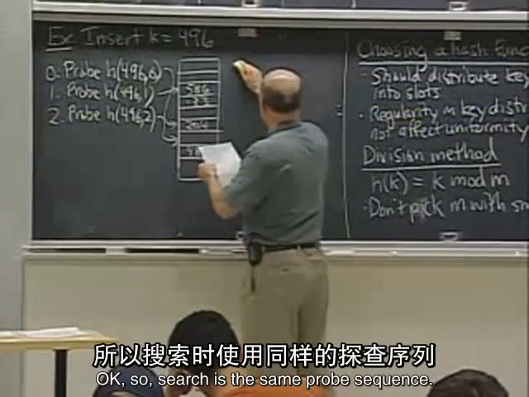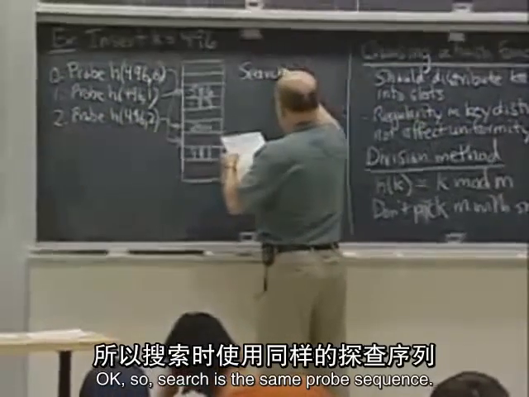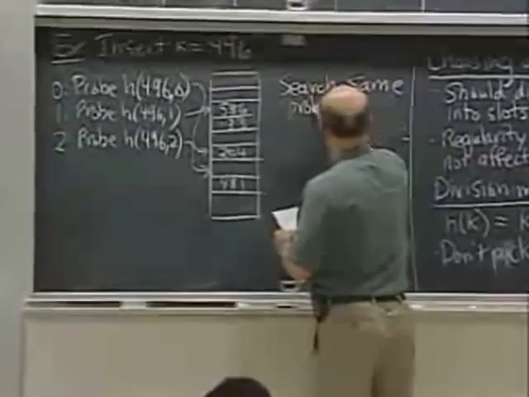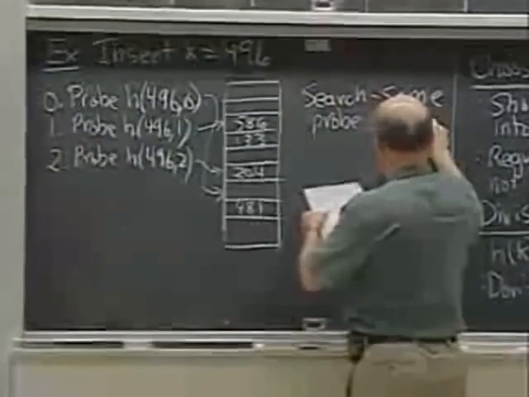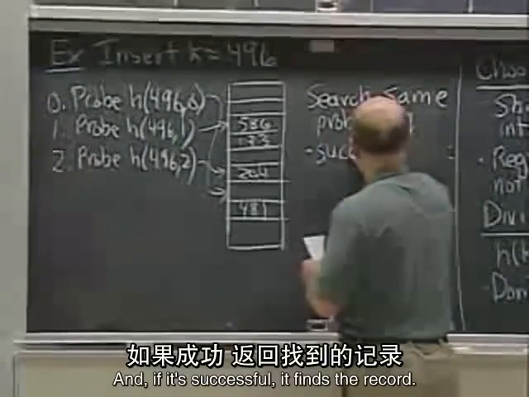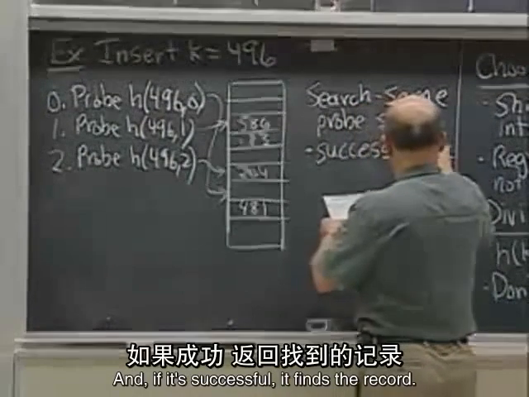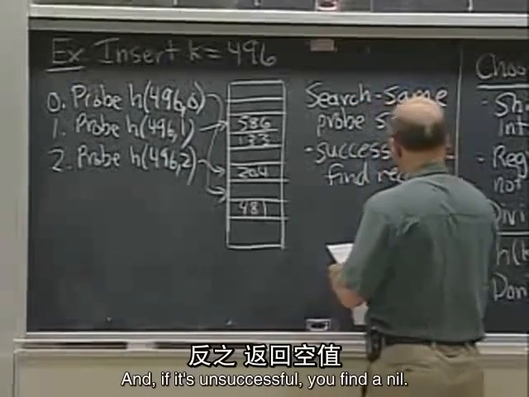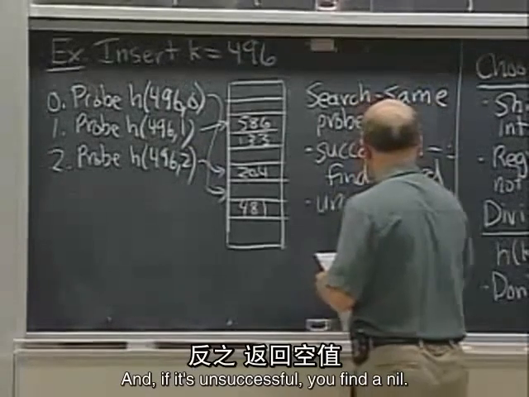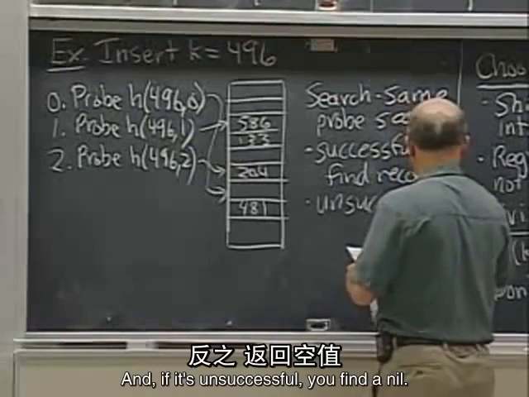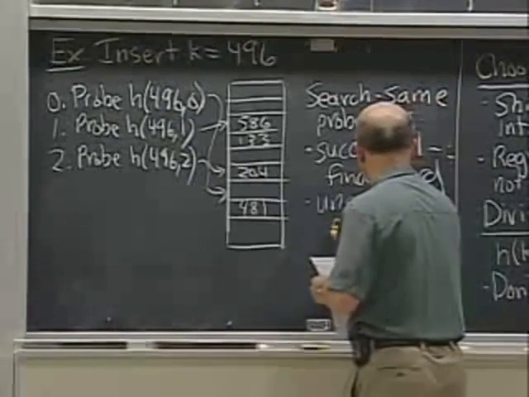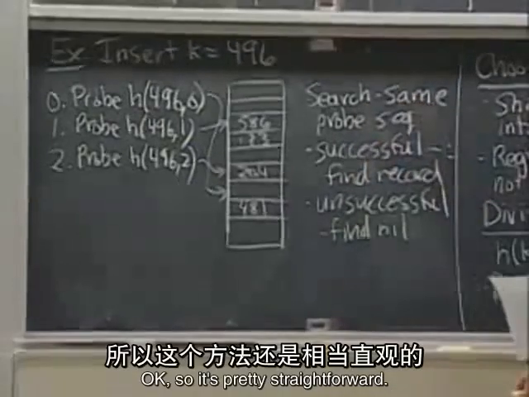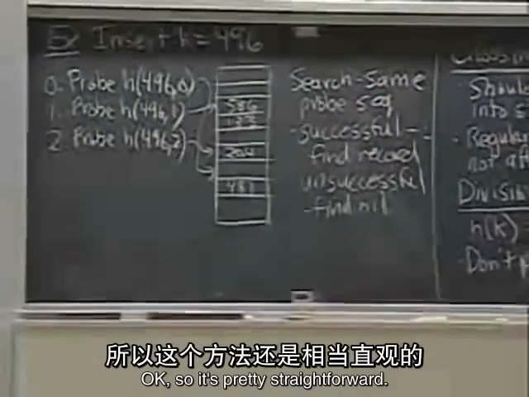Okay, so search is use the same probe sequence. And if it's successful, it finds the record. And if it's unsuccessful, you find a nil. Okay, so it's pretty straightforward.